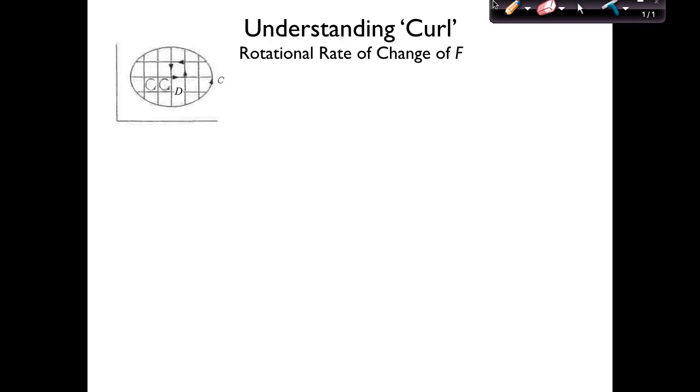So there's actually two kinds of rate of change. If you have a vector field, we look at two different types of rate of change, and the first is rotational rate of change. Rotational rate of change is the first of two types of rate of change of a vector field. And we already kind of saw this with Green's theorem.